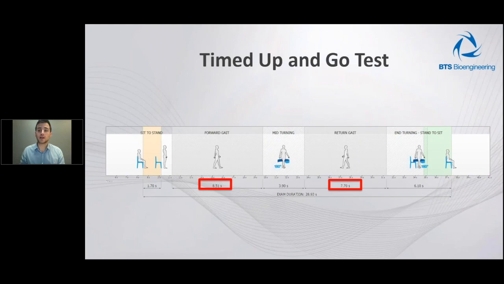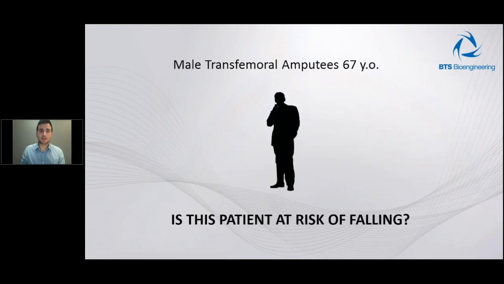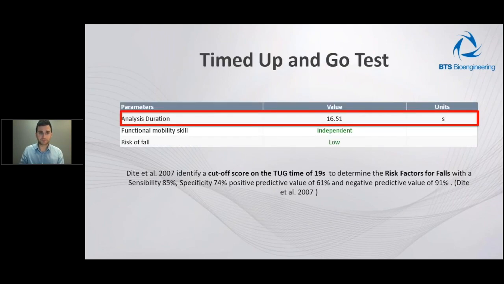Now let's go to the second example. This patient is a man of 67 years old with transfemoral amputation. To determine if this patient is at risk of fall, we performed a Timed Up and Go test. The total analysis duration obtained is 16.51 seconds.